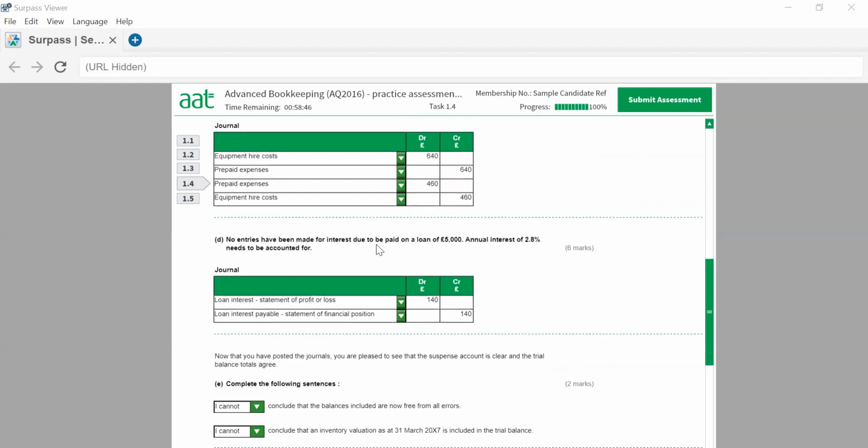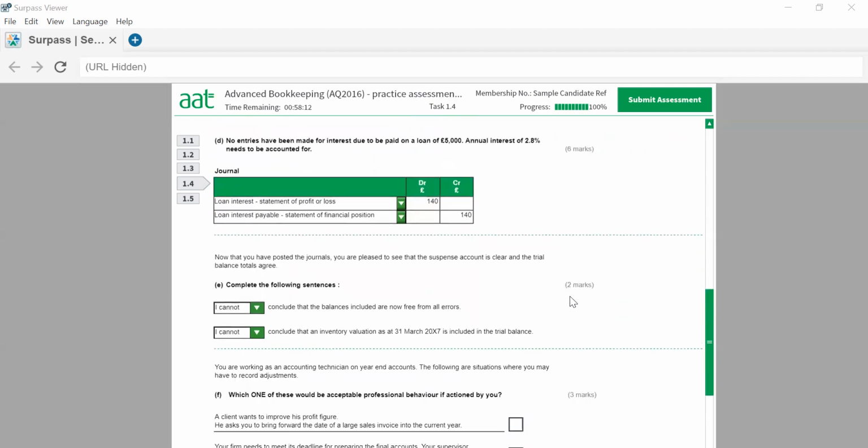No entries have been made for the interest due on the loan of £5,000. So it's not been paid. Annual interest of 2.8% needs to be accounted for. So 5,000 times 2.8% is £140, okay? So we need to put that as the interest in the profit and loss account. It's not yet been paid, so we're going to debit the P&L for 140, and we're going to credit the interest payable in the statement of financial position, which is 140. And that's all that's saying.